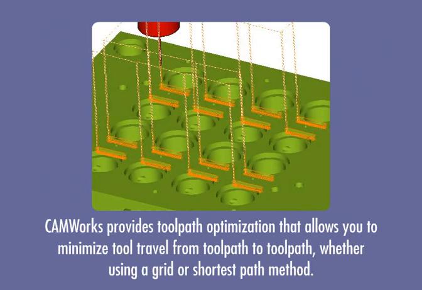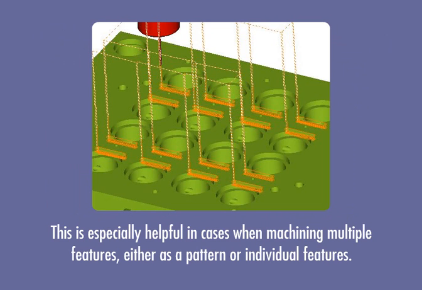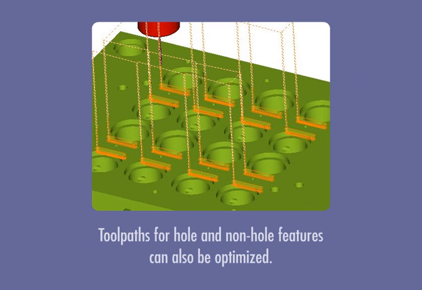CAMWorks provides toolpath optimization that allows you to minimize tool travel from toolpath to toolpath, whether using a grid or shortest path method. This is especially helpful in cases when machining multiple features, either as a pattern or individual features. Toolpaths for whole and non-whole features can also be optimized.